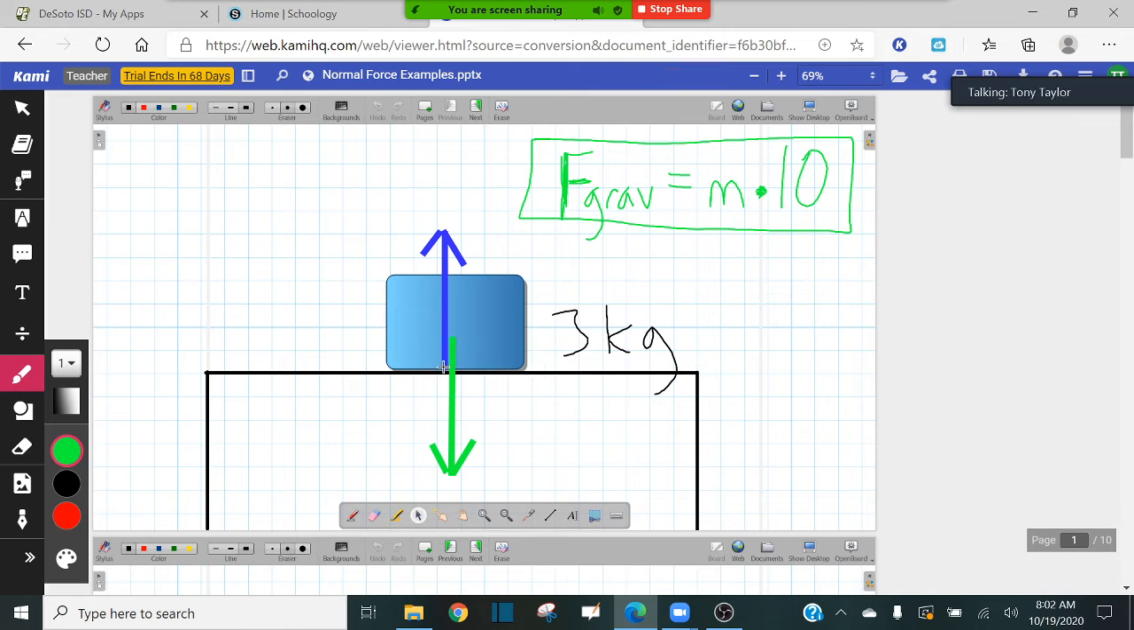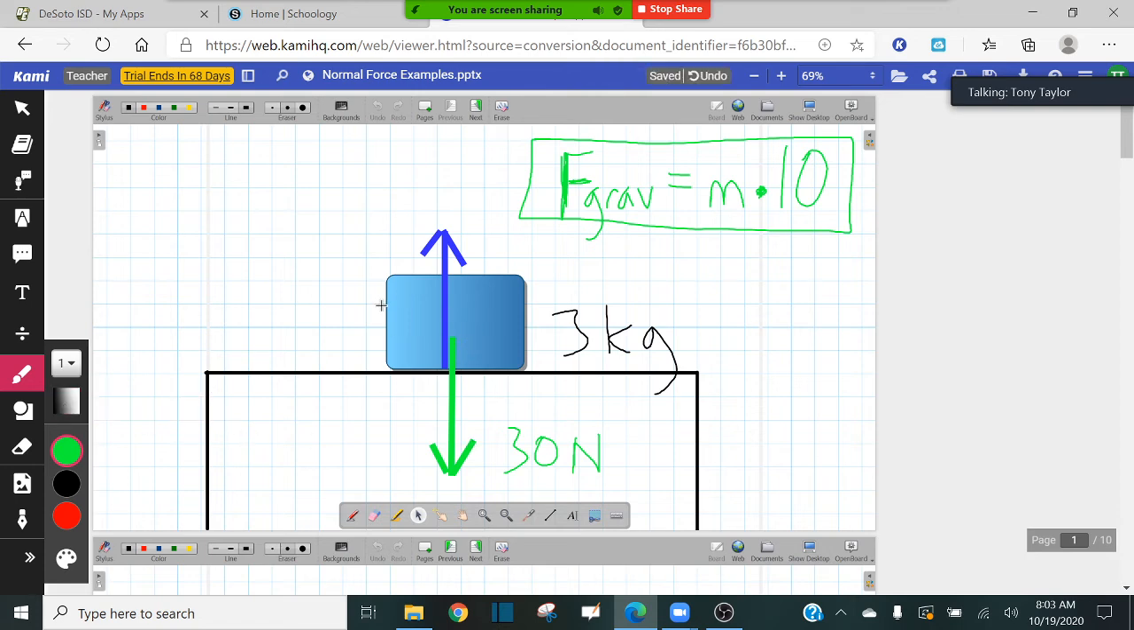Well, first of all, someone tell me what is the magnitude of the force of gravity acting on the block? Anyone know? Well, we know the block has a mass of 3 kilograms. So, guys, what is 3 times 10? So, what is the magnitude of the force of gravity here? 3 times 10 is 30 newtons, guys. So that means the force of gravity pulling down on the block is 30 newtons.